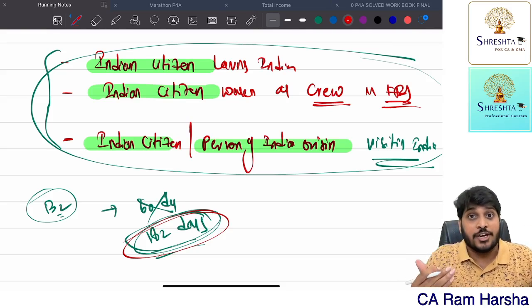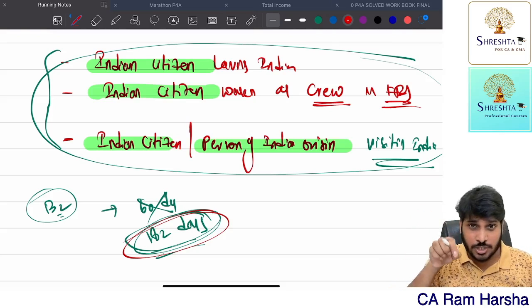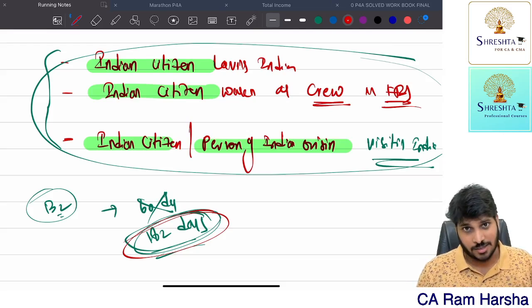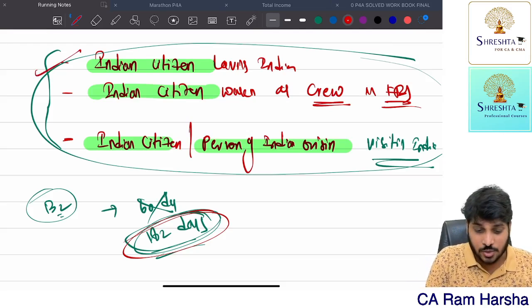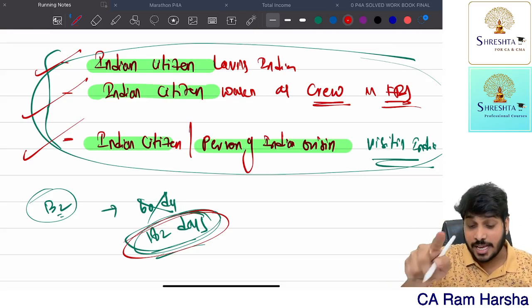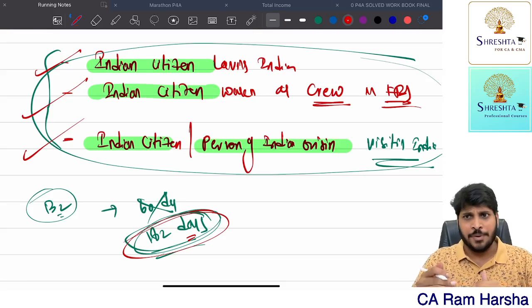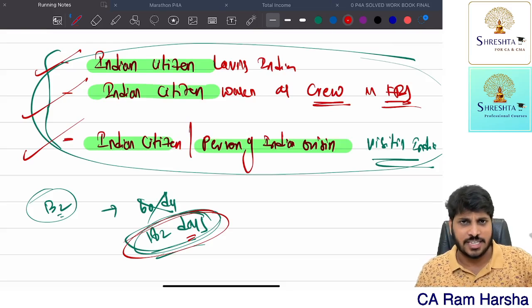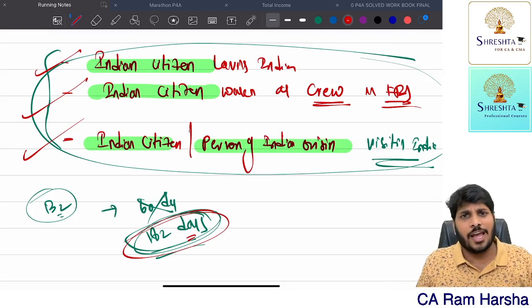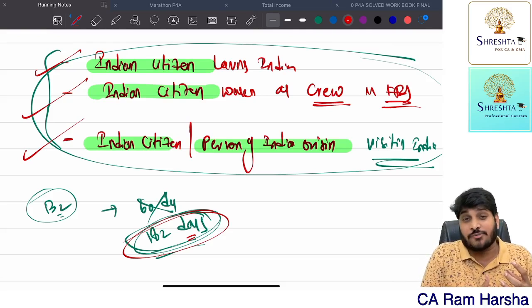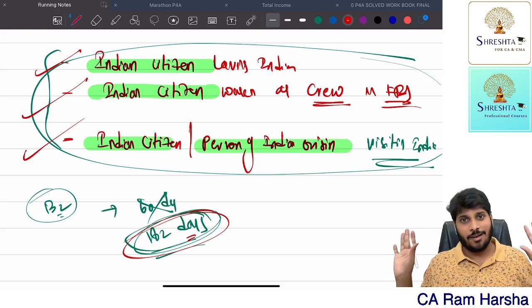If at all 182 is not satisfied, 60 days you stayed in the current year, 365 in the past 4 years, you are a resident. Now in these three cases, case 1, case 2, case 3, instead of 60 days, apply 182. Means B2 also 182 days criteria only. B1 is 182 days criteria. B2 also 182. So why? That's how they express it in the study material of ICA. B2 will not apply. Simply they say like that.